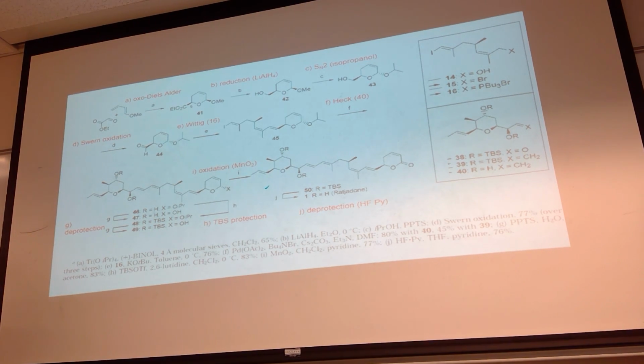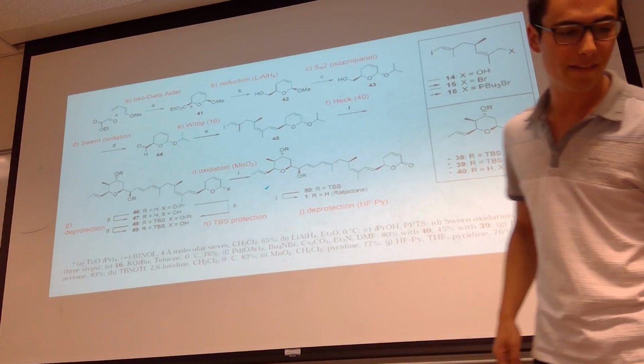How do you think it works with PPTS? Is that a mechanism? That is the one we drew out. So PPTS is like a benzene ring with a sulfonate that's negative, and then pyridine is the other one. And so, I actually have it written down.